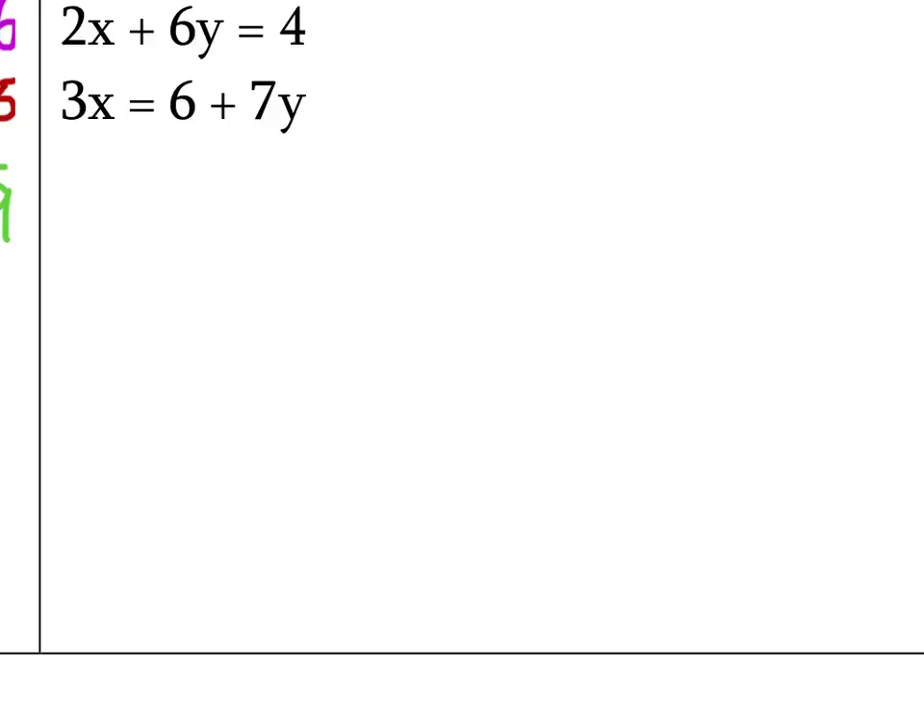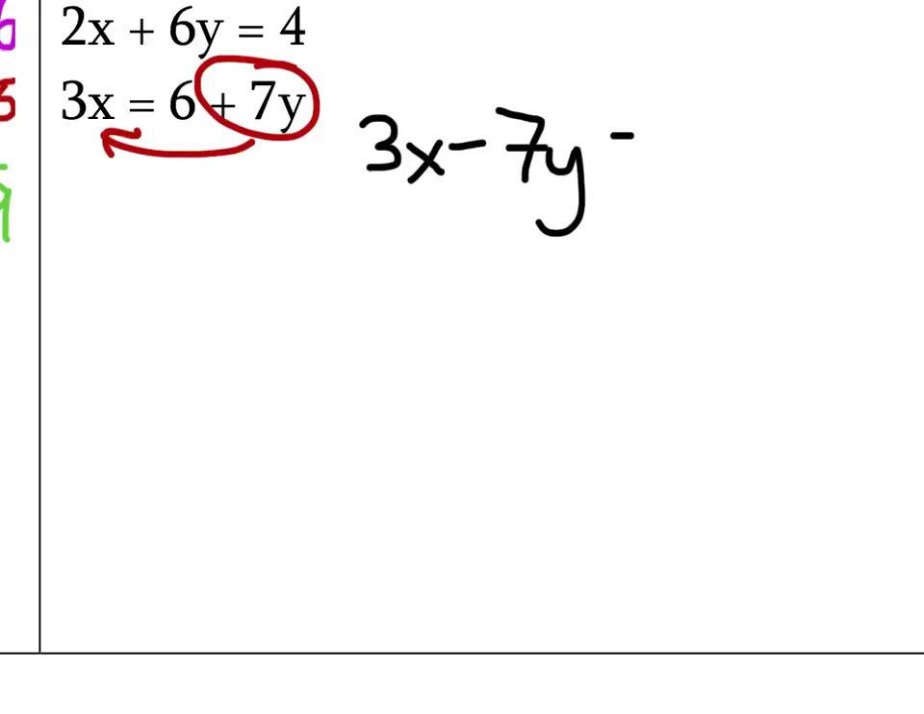All right, on this one, once again, we do need to manipulate this one. Some of you can see these x's are lined up, but these are not. Okay, so we want this 7y to move over here. Well, let's do that. Let's take this 7y, move it over. That'll give us 3x minus now 7y equals 6. Top equation was the same.